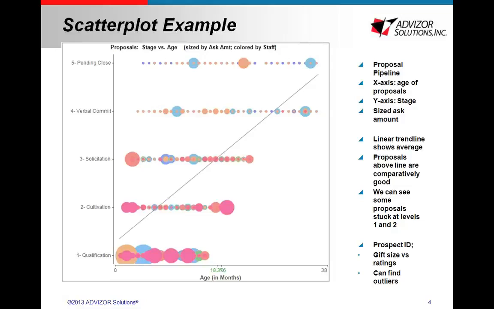different staff. So in here, as you can see, we have a linear trend line that basically represents the average tendency of the proposals. So that's a good reference point. Anything that falls above our trend line is going to represent proposals that are moving relatively fast. We especially like big proposals like these ones that are having good movement among the pipeline.